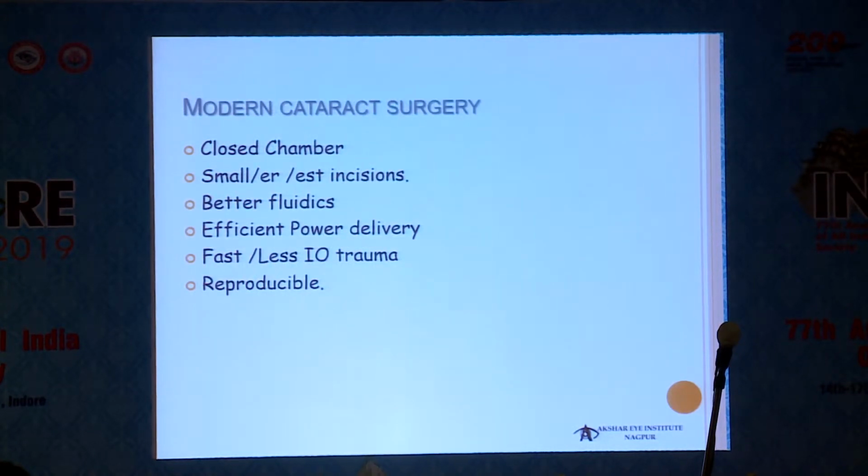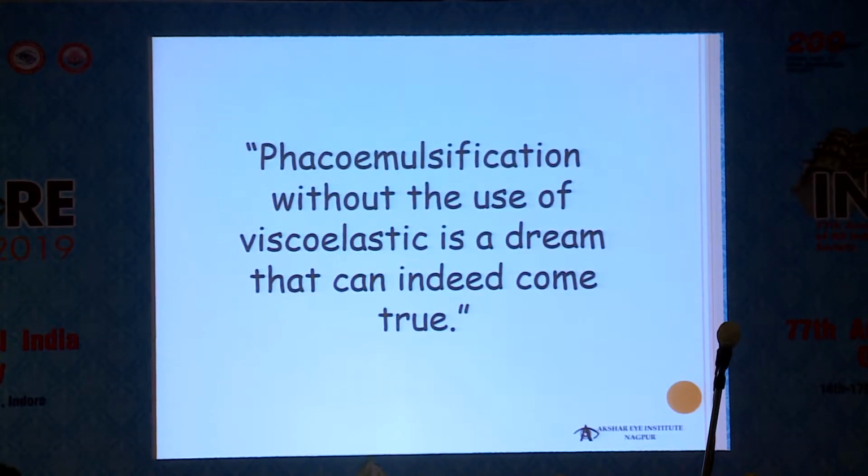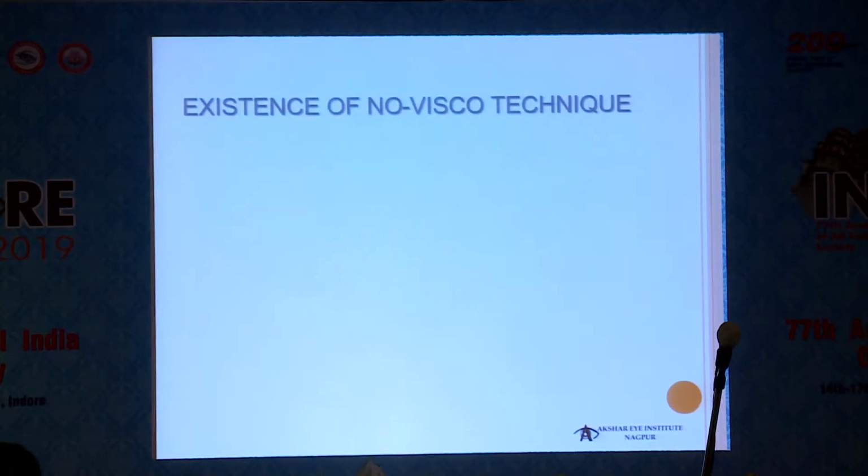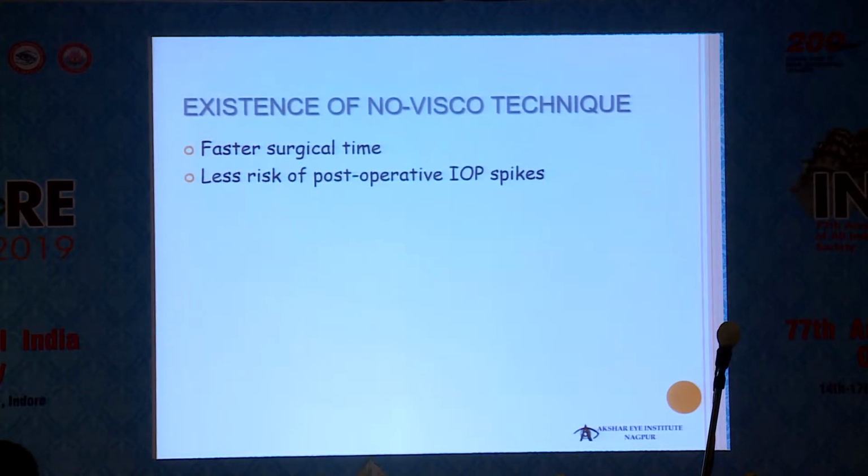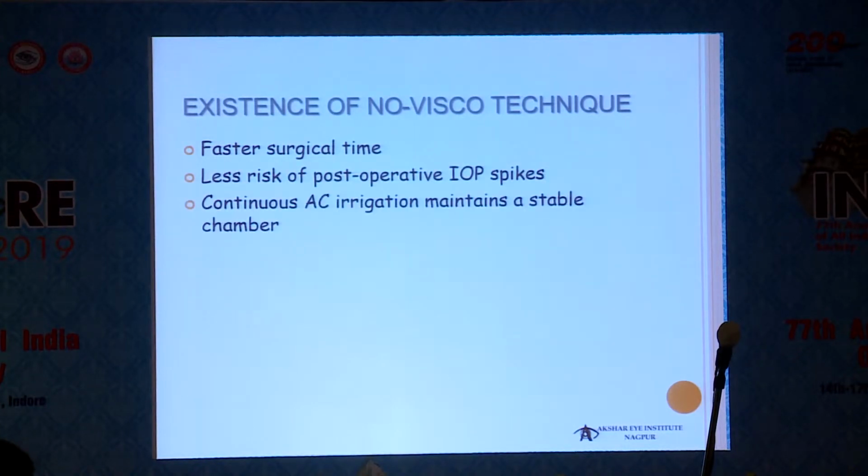What is modern cataract surgery all about? It's a closed chamber, smallest incision, better fluidics, efficient power delivery, and it should be reproducible. So phaco without viscoelastic is possible. Why, and what are the advantages? The surgical time is less, because you don't put it in and you don't remove it. Less risk of post-operative IOP spikes. I'll tell you the biggest advantage. You do not need to take this entire presentation as saying never use visco, but there are a few tips which, if you can adopt, can improve your surgical technique.